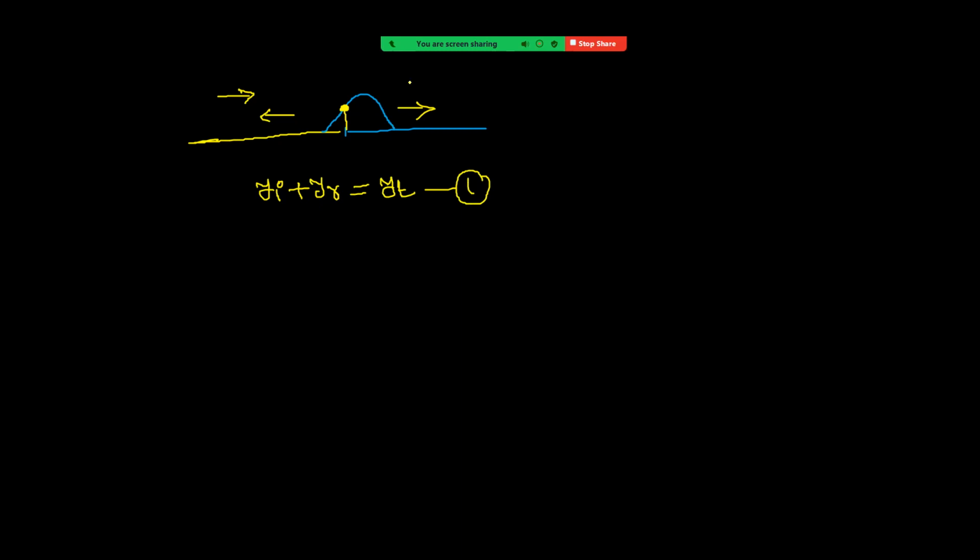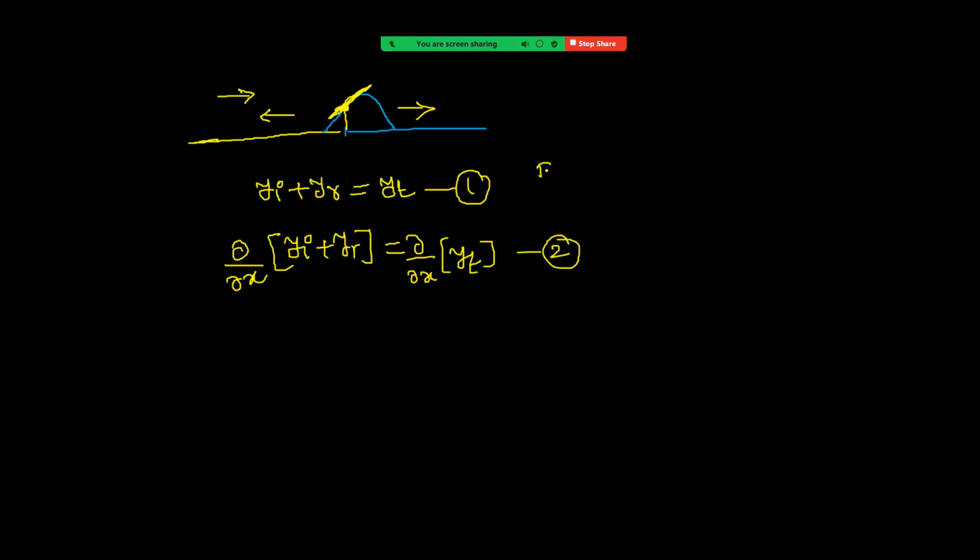Next, at that point, if you take the slope, the tangent must be the same. That is, we take dou by dou x of (y incident plus y reflecting) equal to dou by dou x of y transmitting. That means we are taking a tangent at that point, either by differentiating the left part or by differentiating the right part. So we are finding the same slope in two ways. Therefore, that slope must be the same. This is the second condition. These we call boundary conditions.